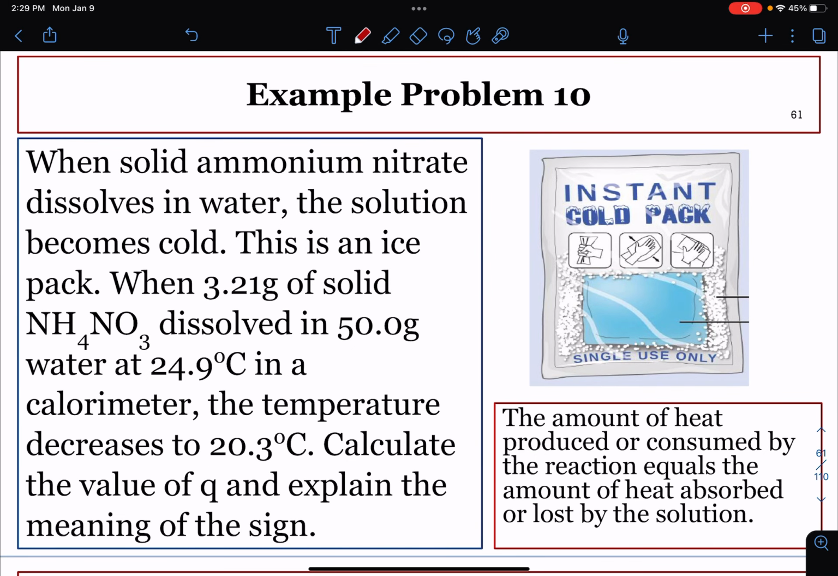Let's look at a different example, but similar idea. When solid ammonium nitrate dissolves in water, the solution becomes cold. This is an ice pack. When 3.21 grams of solid ammonium nitrate dissolves in 50 grams of water at 24.9 degrees Celsius in a calorimeter, the temperature decreases to 20.3 degrees Celsius. Calculate the value of Q and explain the meaning of the sign. The amount of heat produced or consumed by the reaction equals the amount of heat absorbed or lost by the solution.